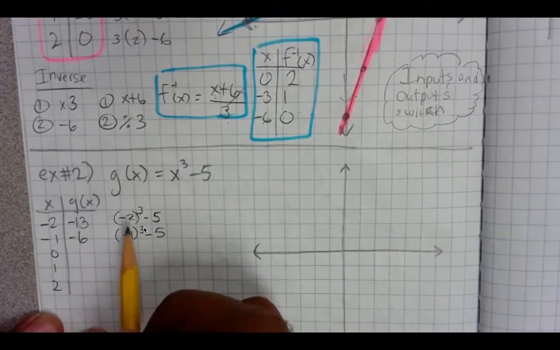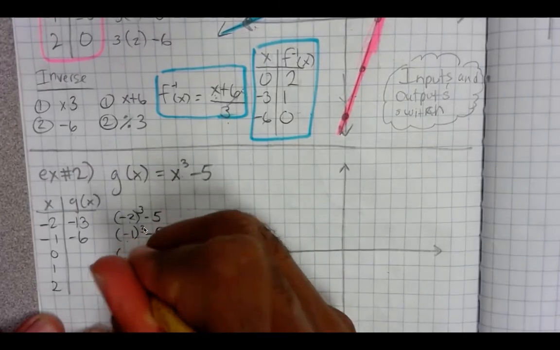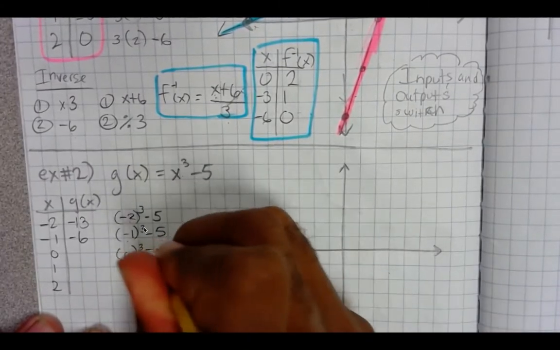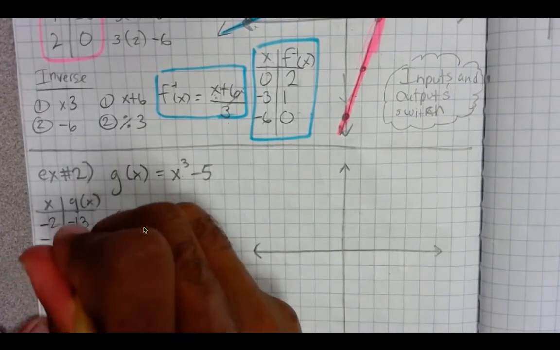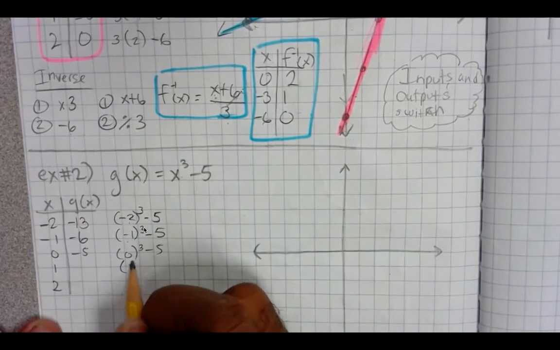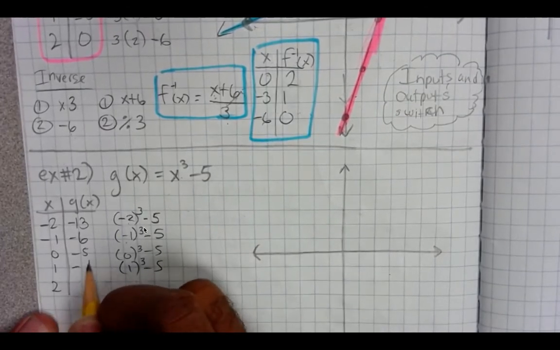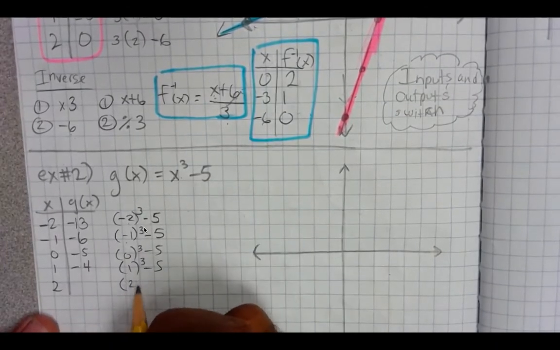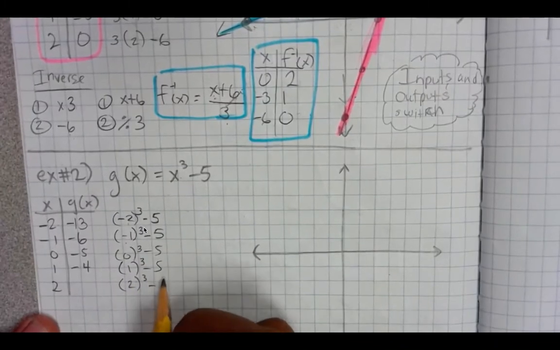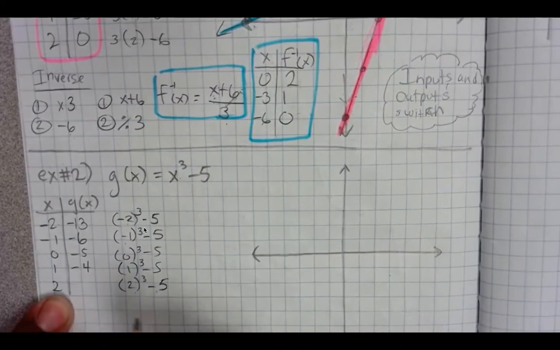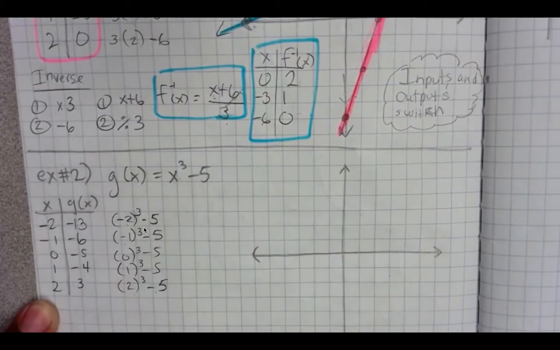All right, so then the next one, 0. 0 is 0, right? That's just minus 5. Positive 1 cubed is just 1. 1 minus 5 is negative 4. And then we already know what 2 cubed is. It's 8, except this time it's positive 8. So now it's minus 5, which is 3.